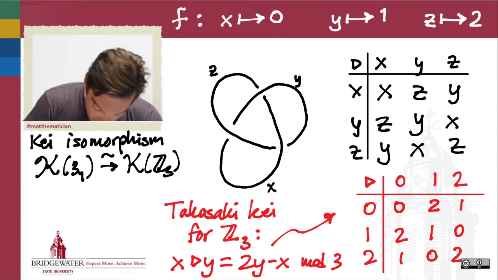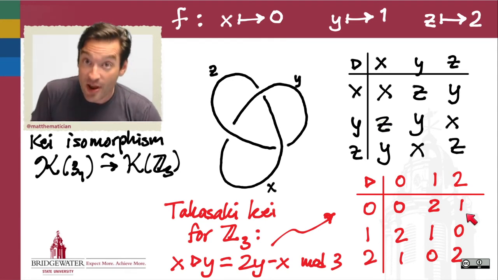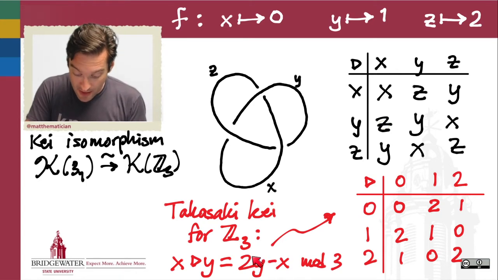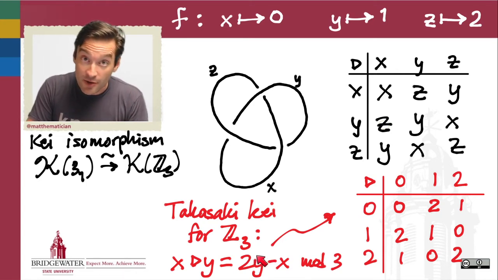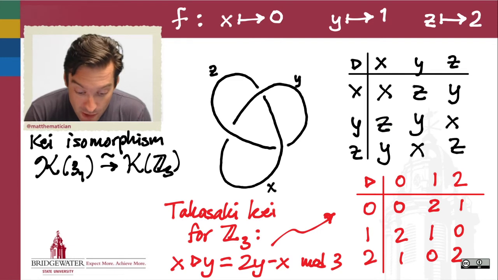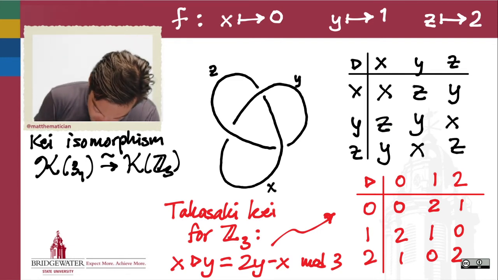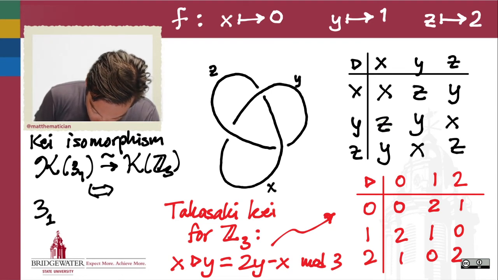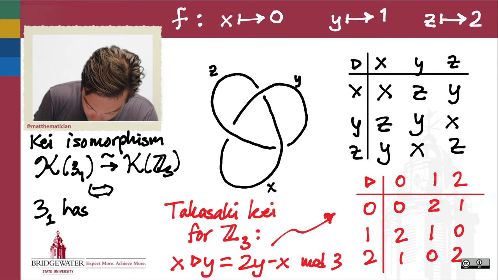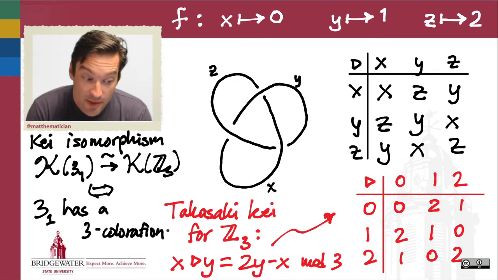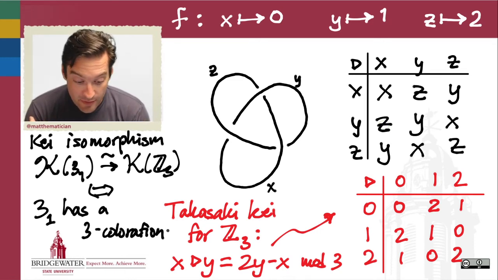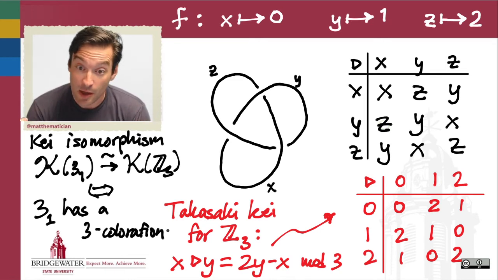And so what that's actually telling me, because we know that this Takasaki Kei is set up in such a way that the bridge is the average of the unders, and because it's mod 3, we know that that encodes tricolorations. So the fact that I have a Kei isomorphism here is telling me that my knot has a 3-coloration. So this is what I mean when I say that the fundamental Kei of a knot contains all the information about colorability inside of it.